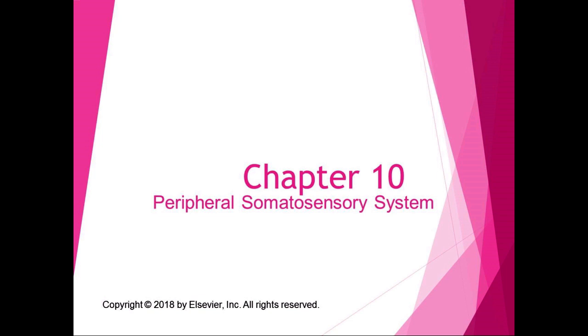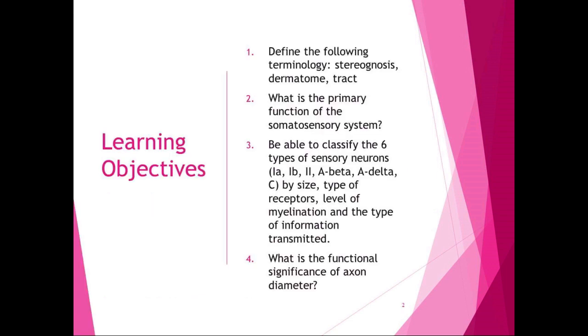Very important. So in this section, the learning objectives, and this is going to be divided between this lecture and the next lecture, but I want you to be able to define some terminology: stereognosis, a dermatome, which we've talked about previously, and a tract. What is the primary function of the somatosensory system? And at this point, you can go out on a limb and say, hey, is it somatosensation? And the answer would be yes.